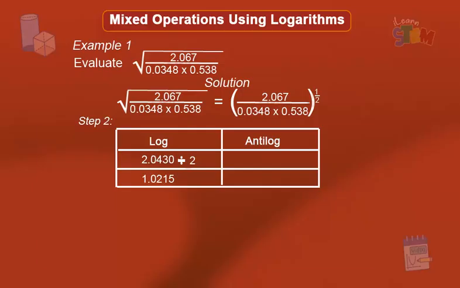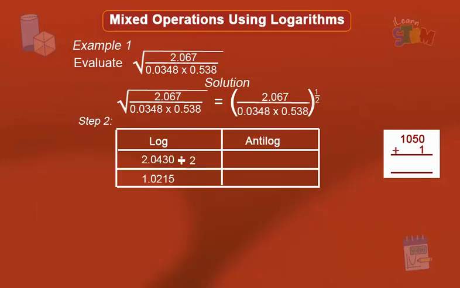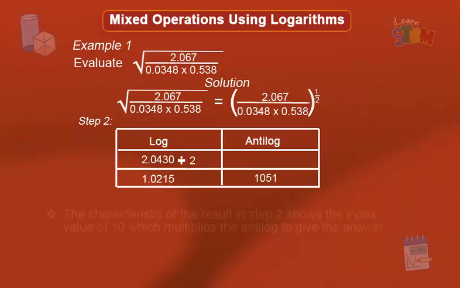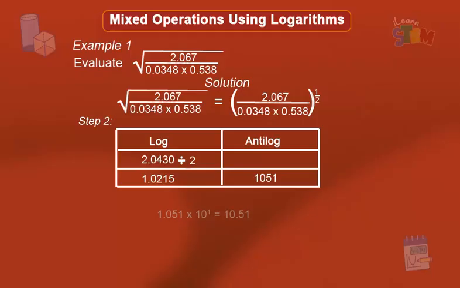Now that we have finished solving, we will check for the antilog to obtain our final answer. We will read from tables, antilog of 2, under column 1, and add the mean difference of 5 in the row, which is 1. This gives us 1050 plus 1. Our answer is 1051. The characteristic of the result in step 2, 1, shows the index value of 10, which multiplies the antilog to give the answer. That is 1.051 multiplied by 10 raised to power 1 equal to 10.51. Therefore, the square root of 2.067 divided by 0.0348 multiplied by 0.538 is equal to 10.51.